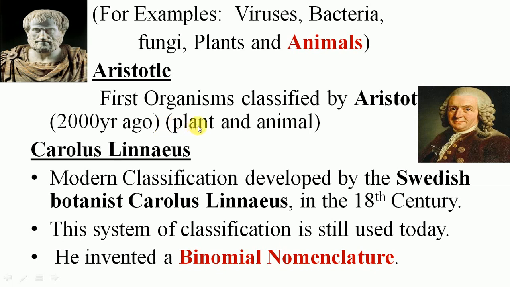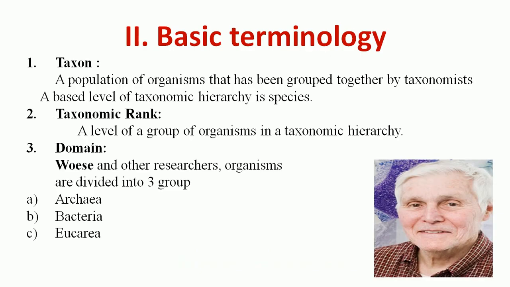Afterwards, another man came: Carl Linnaeus. Carl Linnaeus, a modern botanist of the 18th century, invented the system of classification, and this system is used till today. He also invented binomial nomenclature. Then we also learn about the different basic terminology important for taxonomy. The first is the taxon. A taxon is a population of organisms that has been grouped together by taxonomists.